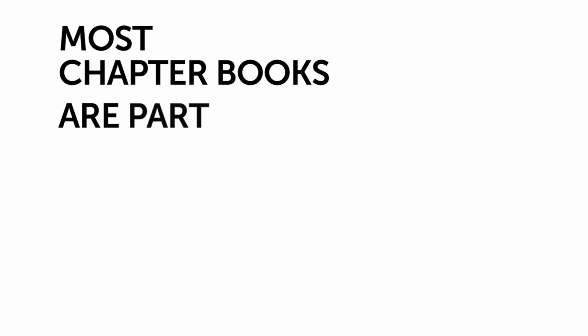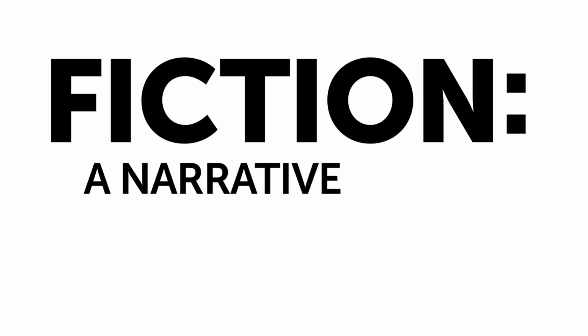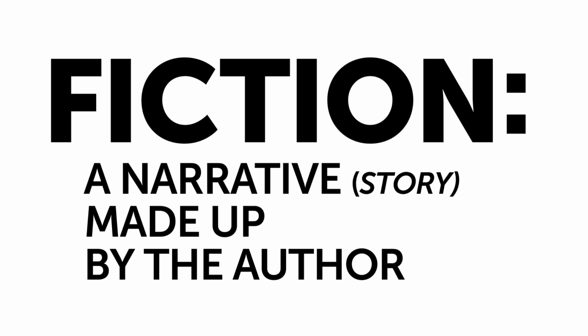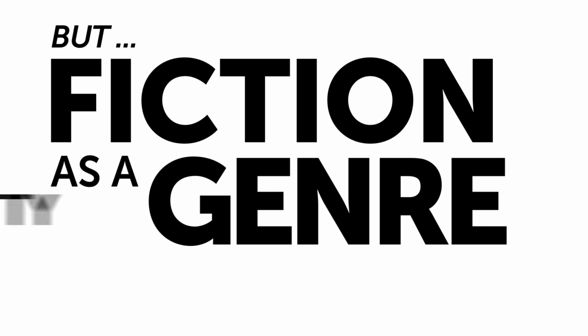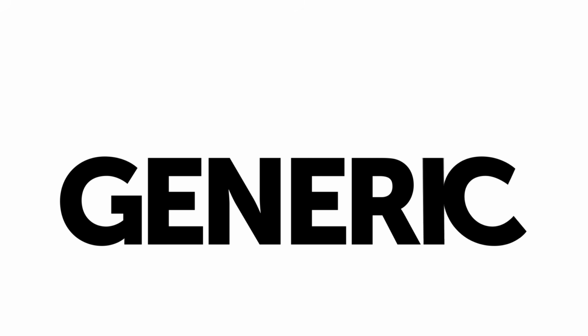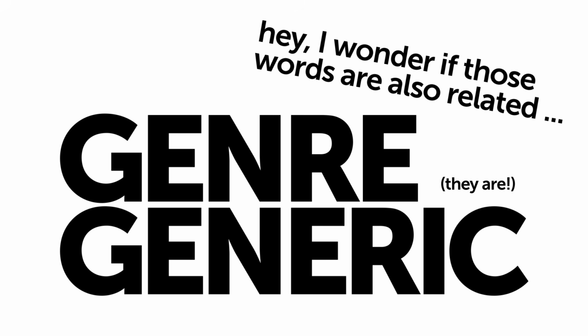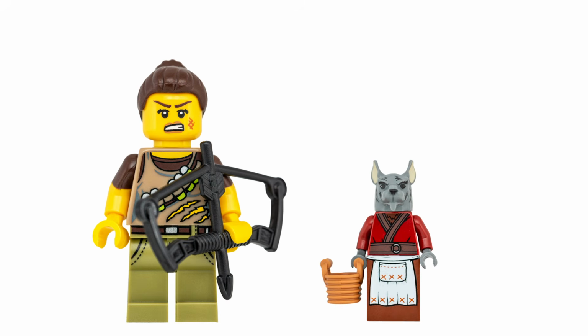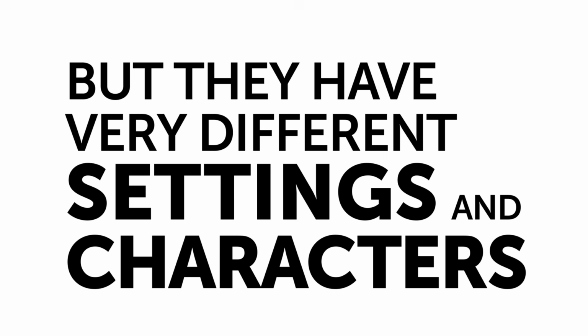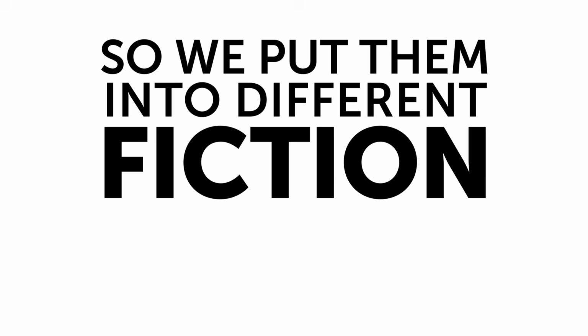Most chapter books are part of a large genre called fiction, which means those books follow a narrative or story made up by the author. But fiction as a genre is pretty generic. Hey, I wonder if those words are also related. So we tend to organize books into specific fiction genres. The Hunger Games and Mrs. Frisby and the Rats of Nimh are both fiction books, but they have very different settings and characters. So we put them into different fiction genres.